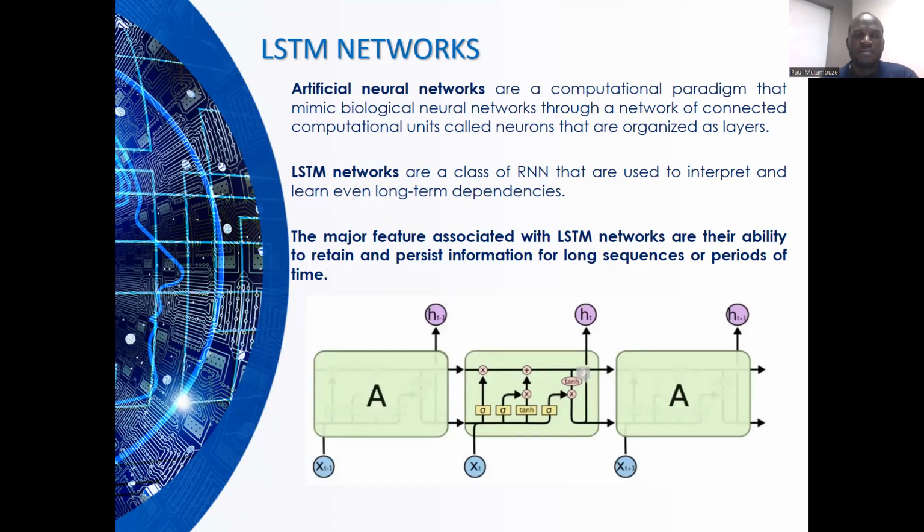Then the LSTM networks. Artificial neural networks are a computational paradigm that mimics biological neural networks through a network of connected computational units called neurons that are organized as layers. LSTM networks are a class of RNNs that are used to interpret and learn even long-term dependencies. The major feature associated with LSTM networks is the ability to retain and persist information for a longer series of time. Of course, this is different from ARIMA, which retains for a shorter period.